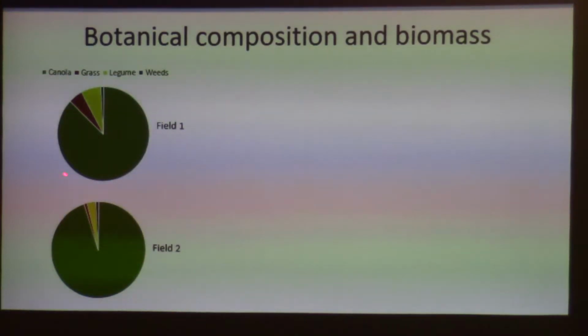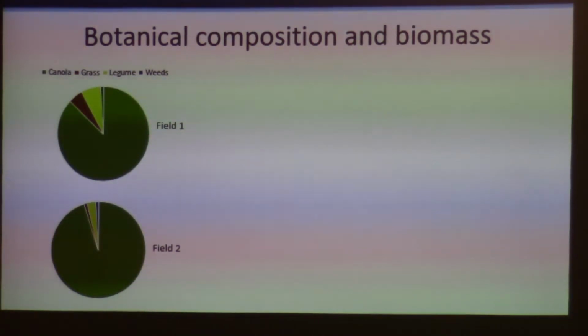So for some of our data, we established 2 fields of canola on the farm, field 1 and field 2. This is the botanical composition. It's quite clear that in our fields, about 88% in field 1 was canola, and in field 2, about 95%. So they were well established. We established them through, as Richard talked about, intensified systems. We tilled and then we planted.